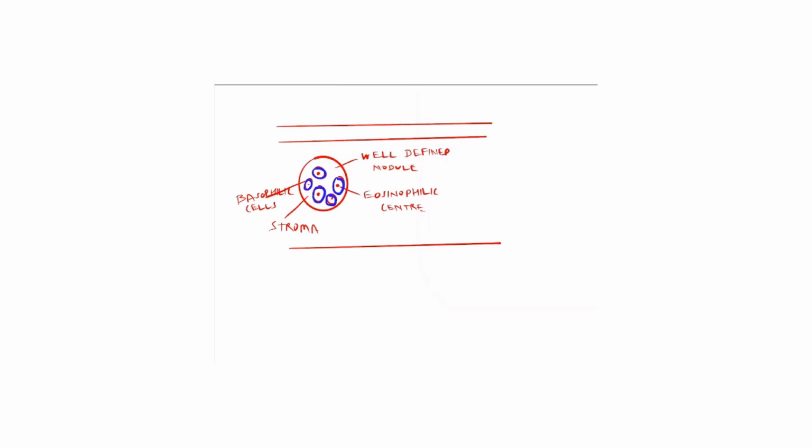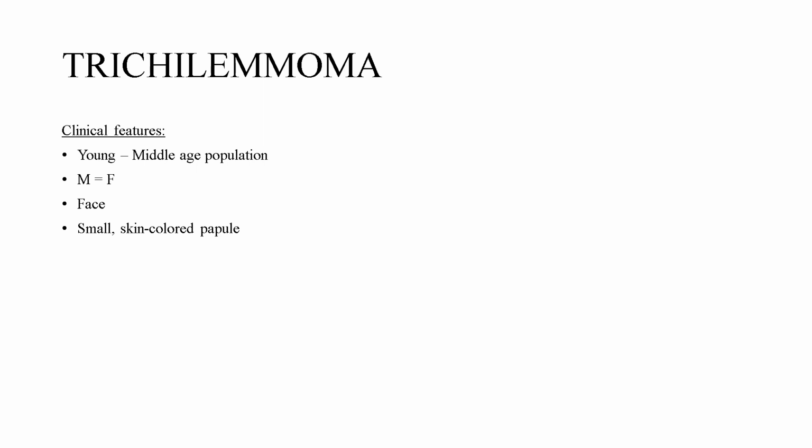Coming to the next tumor, which is tricholemmoma. It is more common in the younger or middle-aged population. It has no gender predilection, so it is equally common in males and females, and classically involves the head and neck and face region. It is usually a solitary small skin-colored papule, and the surface is usually smooth but could be warty as well. If you find multiple lesions of tricholemmoma, that is associated with Cowden's syndrome or Cowden's disease. So that is important to know.